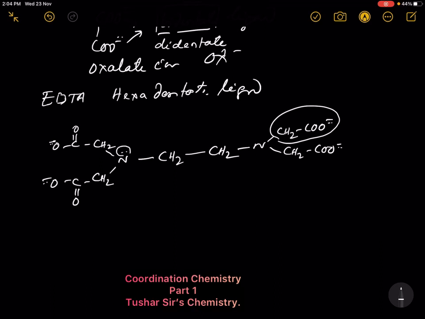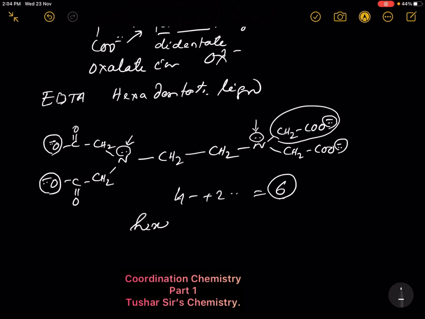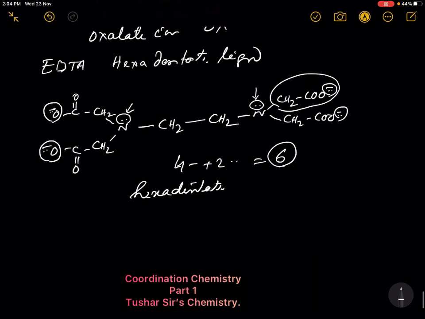Why? Because here O minus is there, O minus is there, one lone pair is there, here another lone pair is there, minus charge, minus charge. So 4 minus charges plus 2 lone pairs, total 6. So it is hexadentate. And the name is ethane 1,2-diamine, because 2 nitrogen atoms are there.